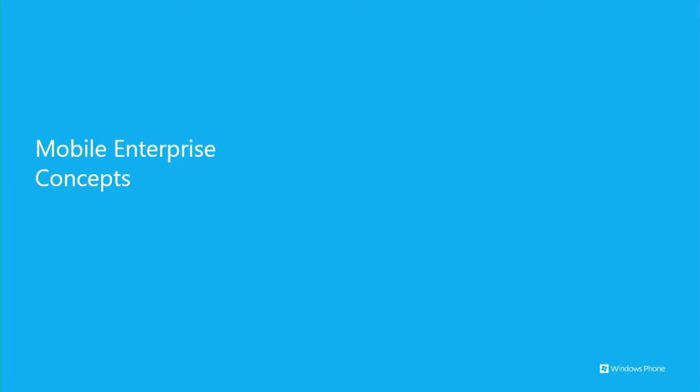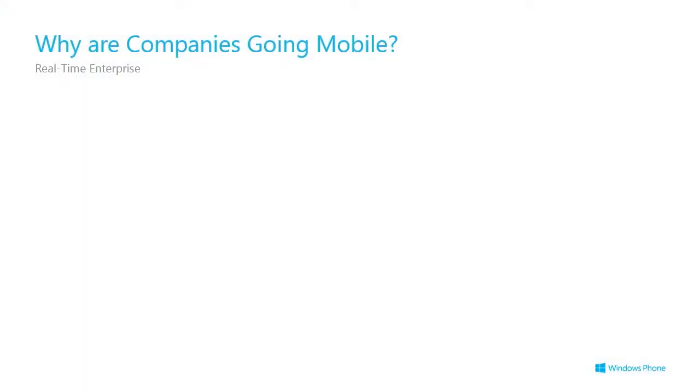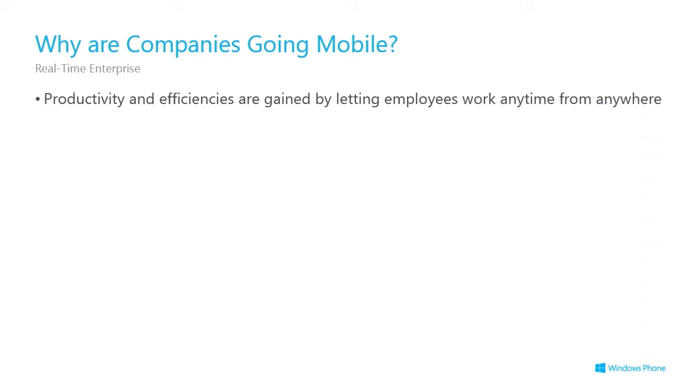So let's just talk about some concepts real quick here from a strategy perspective. So why are companies going mobile all over the world? Why is this such a big deal now? I know it seems like a lot of mobility has been happening for a long time, but there's been a huge increase in the last 3 years. And for most CIOs, it's in the top 2 priorities for global CIOs these days.